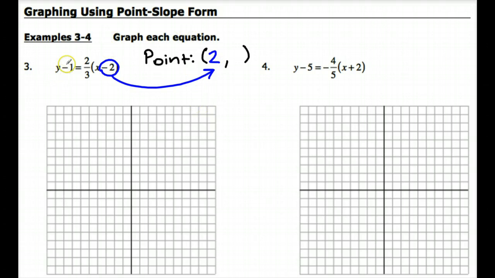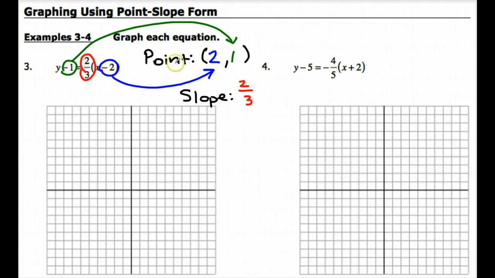You have a y minus 1 in your equation, so that means the y coordinate of your point is going to be a +1. So again, the signs of each of your coordinates in your point are going to be opposite of what you see in the equation. Your slope, however, is not going to change signs. So the slope of this line is going to be a +2/3, just like what we see right here.